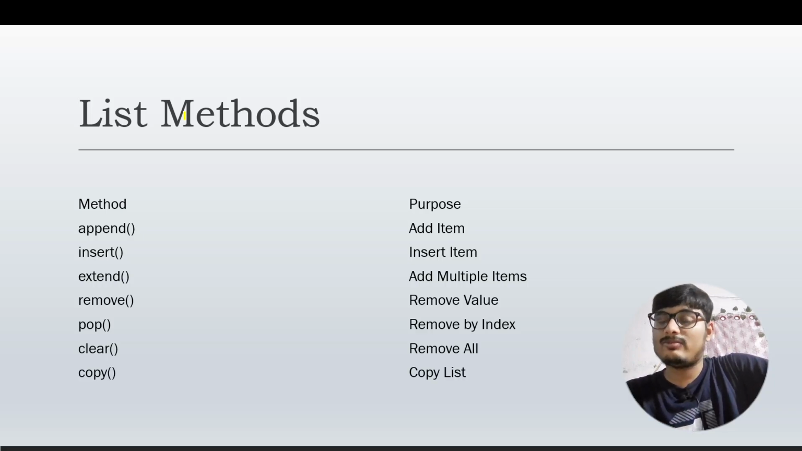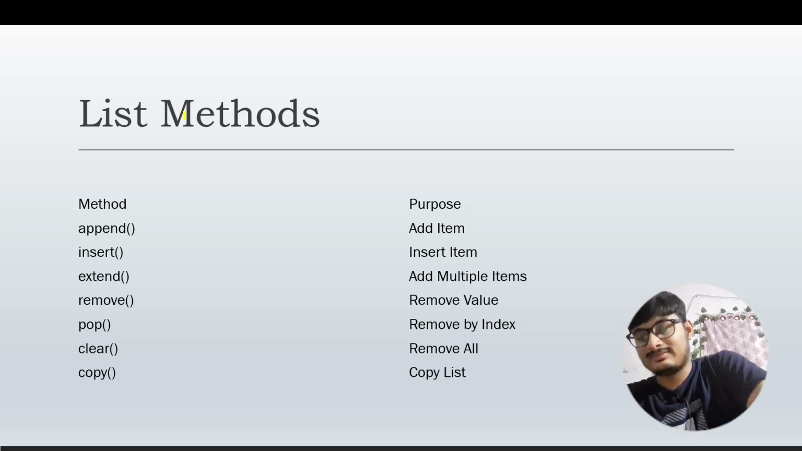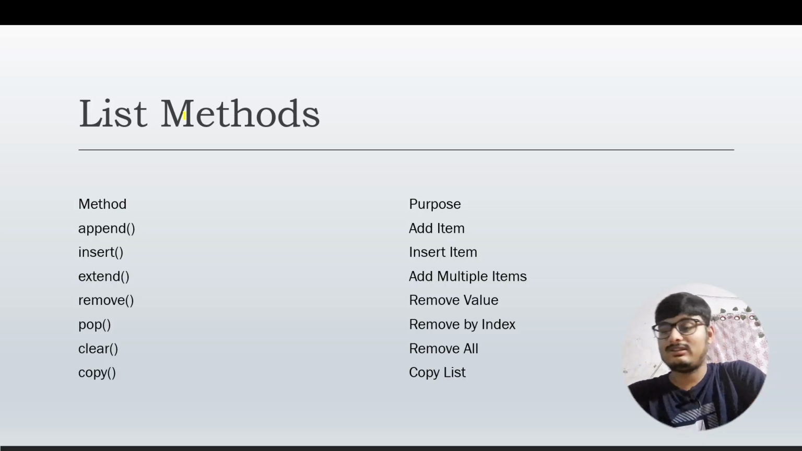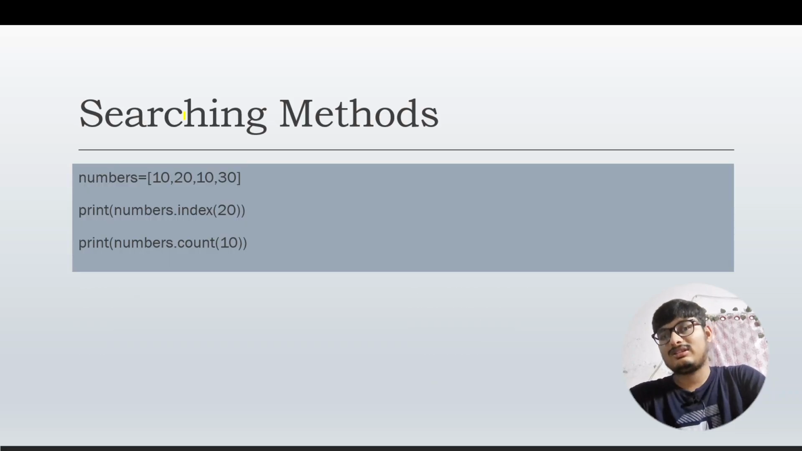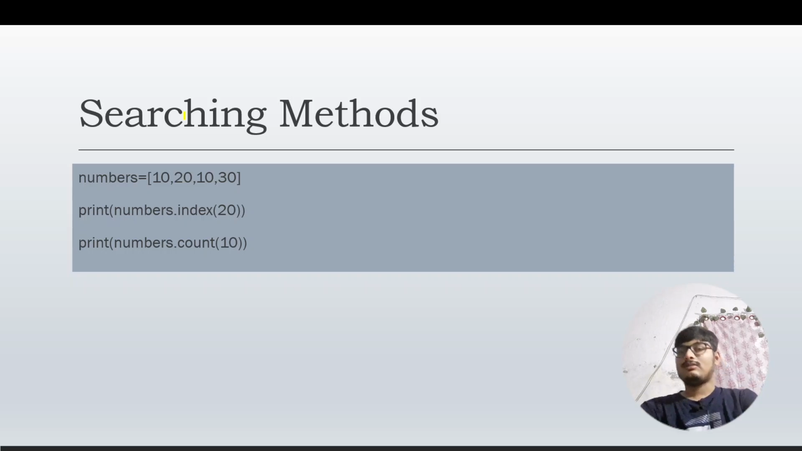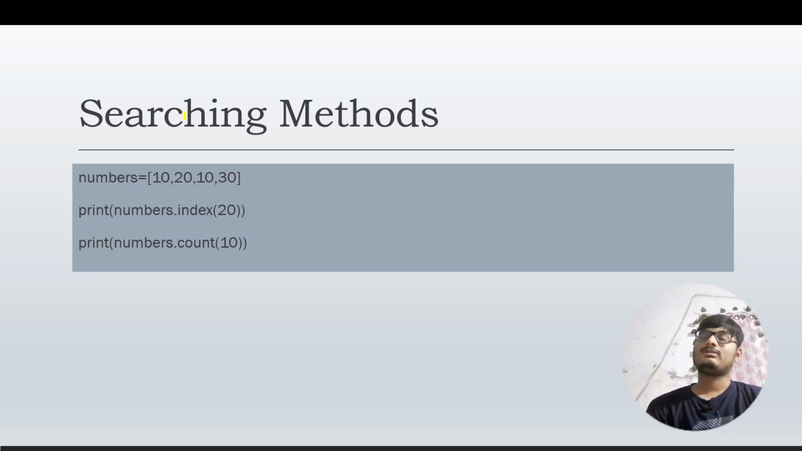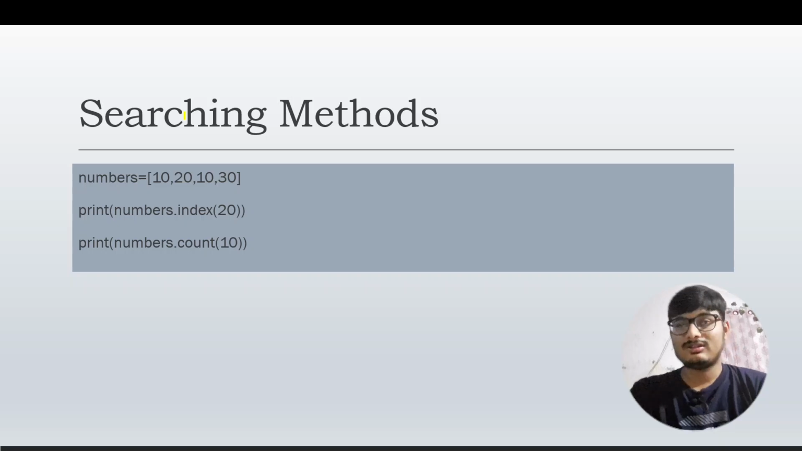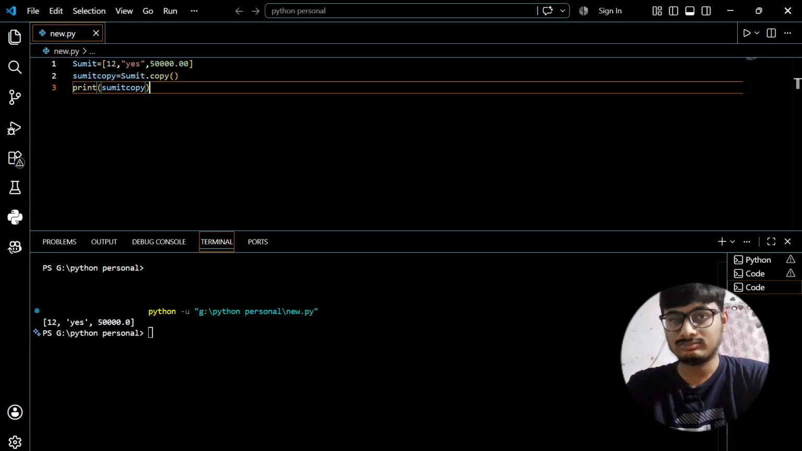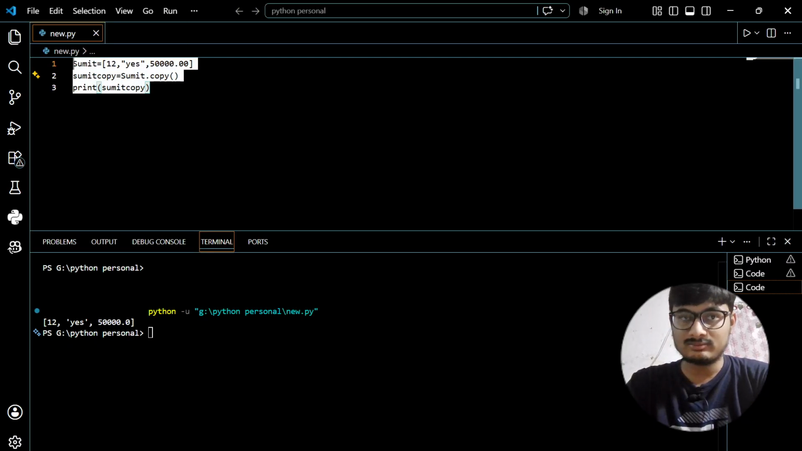Then pop will remove some random item in most cases, usually the last element will be deleted. Then clear will delete all the elements, and copy will create a copy of the list. Now searching methods, it is just for checking how many times an element is present. So let us just do one thing.